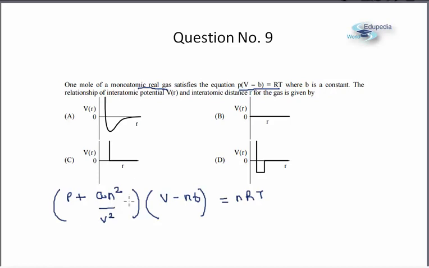Now clearly we can see that over here this A term accounts for intermolecular forces and this B term accounts for the particle size. Now since there is no pressure correction term in the above equation, this means that A is equal to 0 for the above real gas, and A is equal to 0 means the intermolecular forces for the gas approach 0.